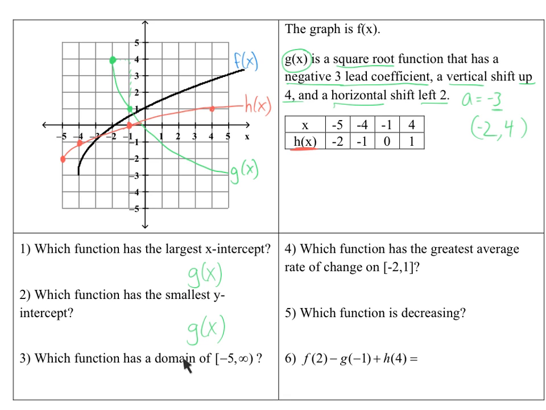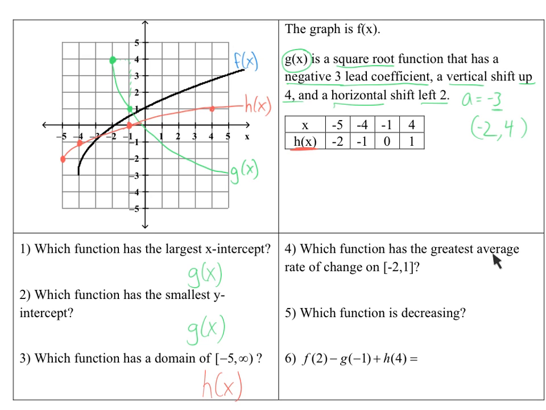So, which function has the domain from negative 5 to infinity? So basically it's saying which one starts at negative 5 and goes on forever. Well, can you tell it's a red one? It starts at negative 5 and goes and goes and goes. So it's going to be the red one, h of x.